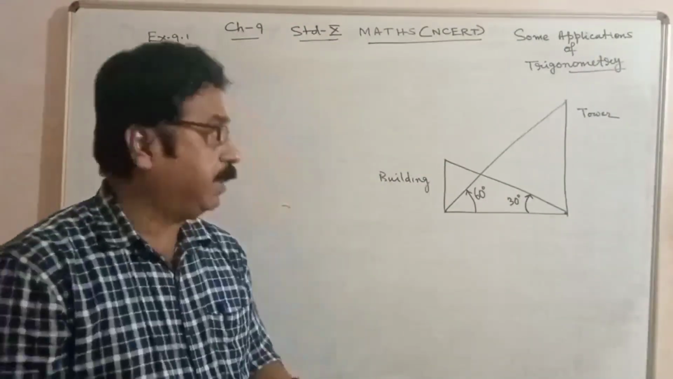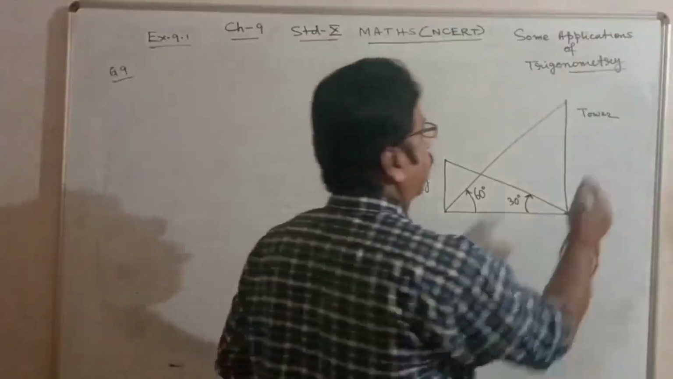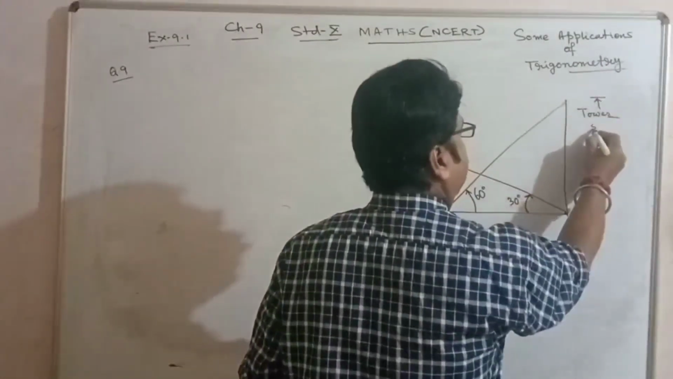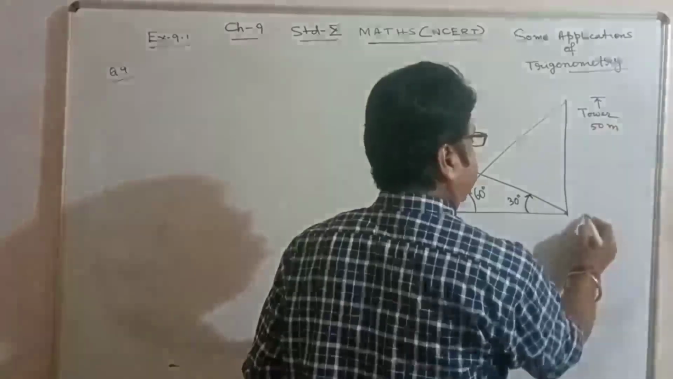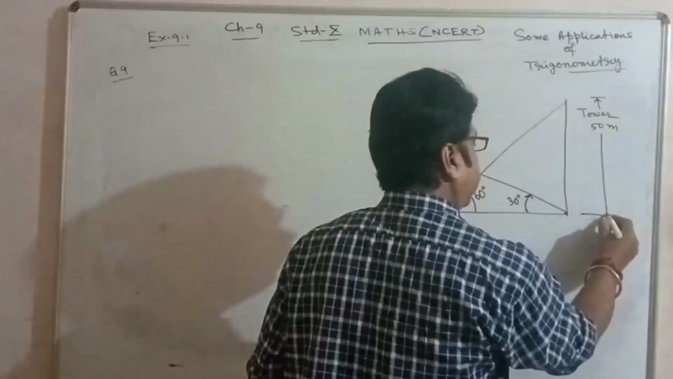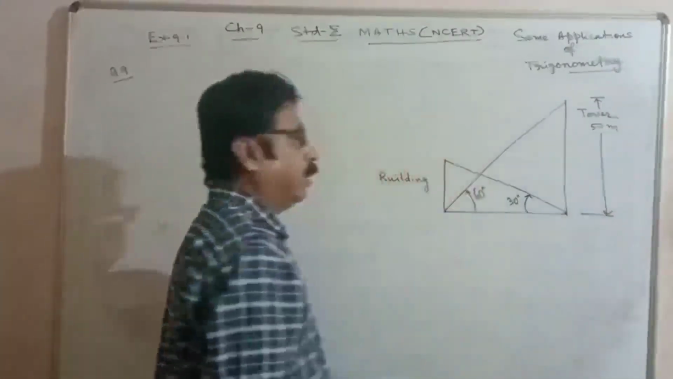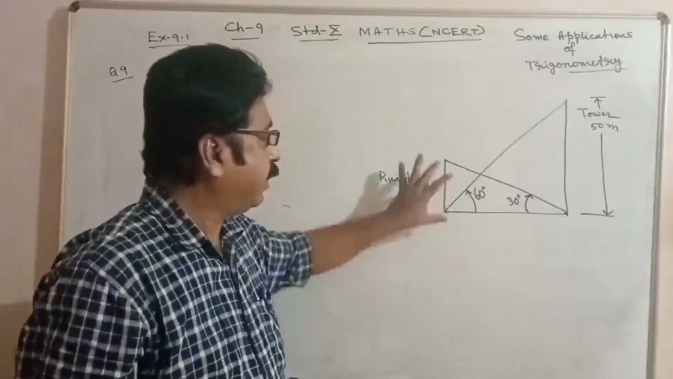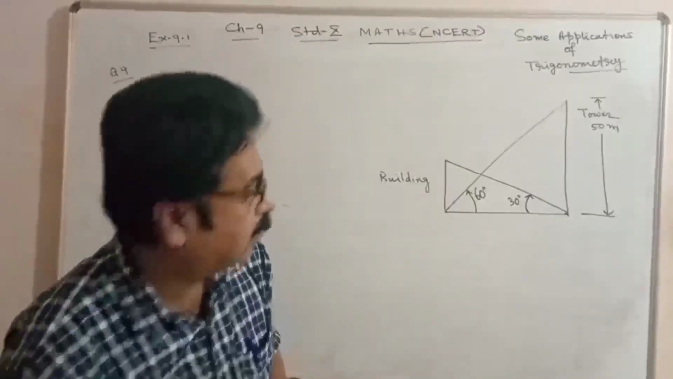If the tower is 50 meter high, means the tower's height is given, 50 meter. We have to find the height of the building. This height we have to find.